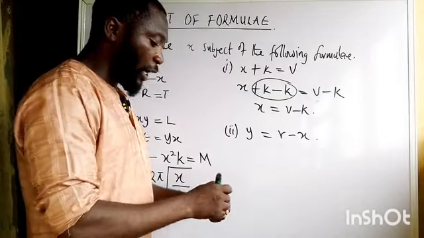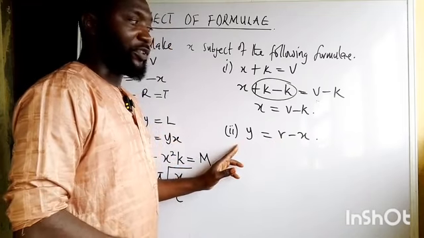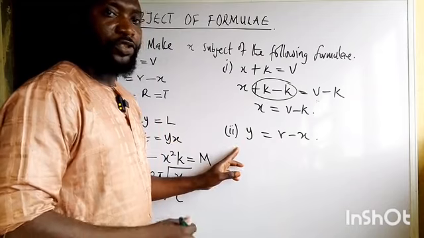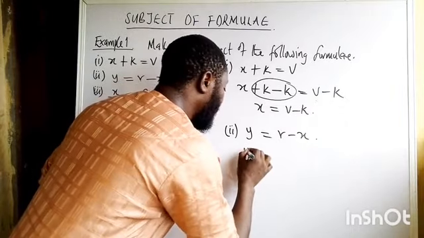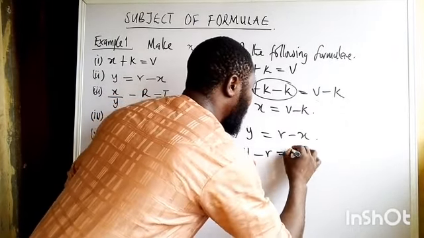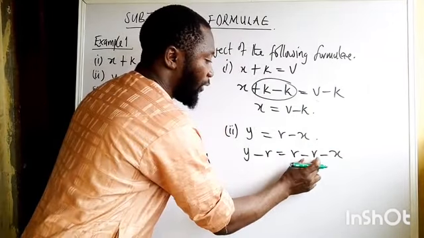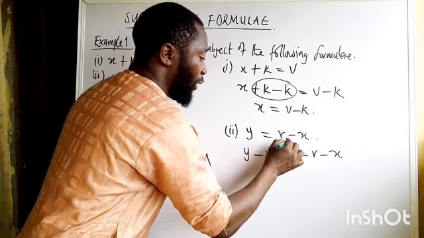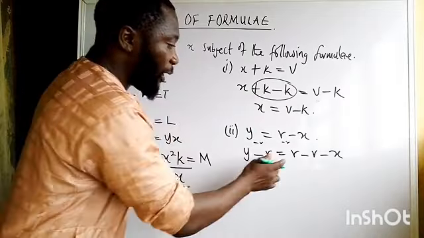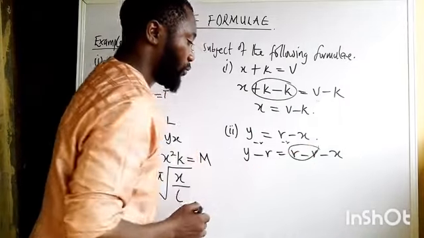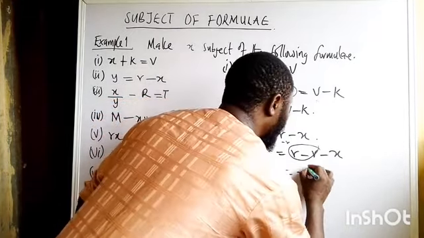Now, the first thing to do, since R is added to X, we have to first take R from both sides. So now you subtract R from both sides. Y minus R equals R minus X. Now we subtracted R from both sides, just like the first example. Now R minus R will be 0. So now we have Y minus R equals negative X.